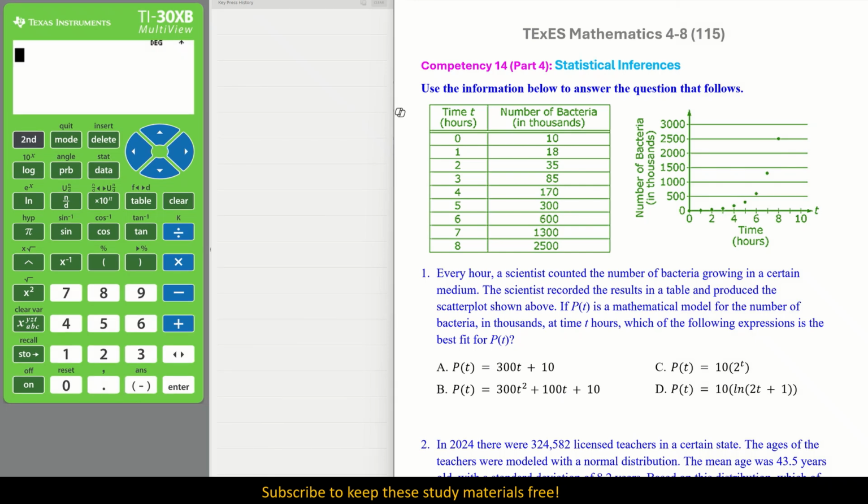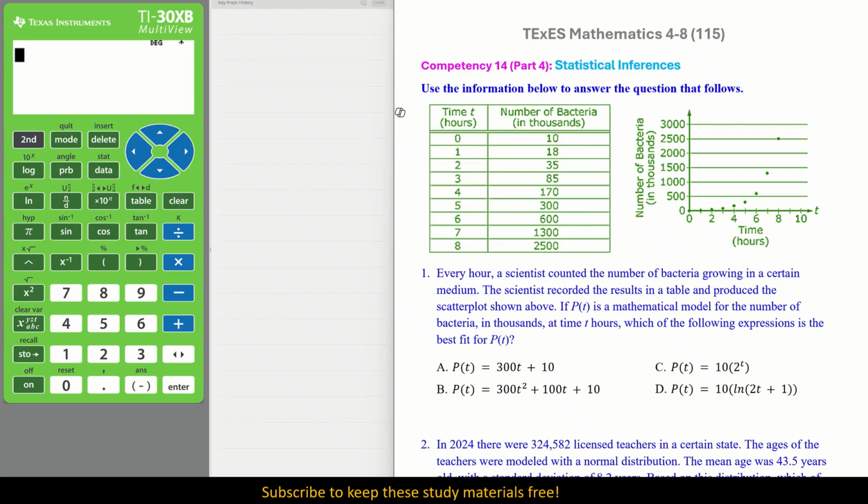Number 1, every hour a scientist counted the number of bacteria growing in a certain medium. The scientist recorded the results in a table and produced a scatter plot shown above. If P of T is the mathematical model for the number of bacteria in thousands at time t hours, which of the following expressions is the best fit for P of T?